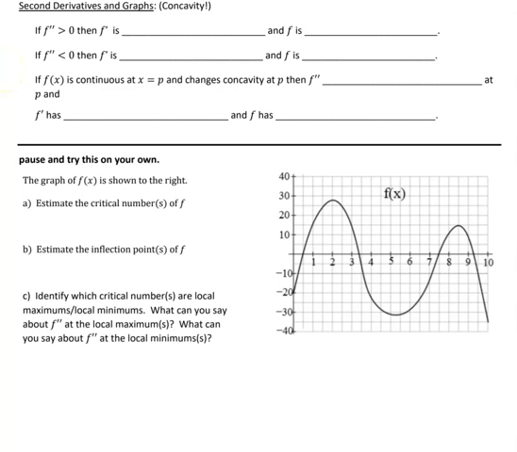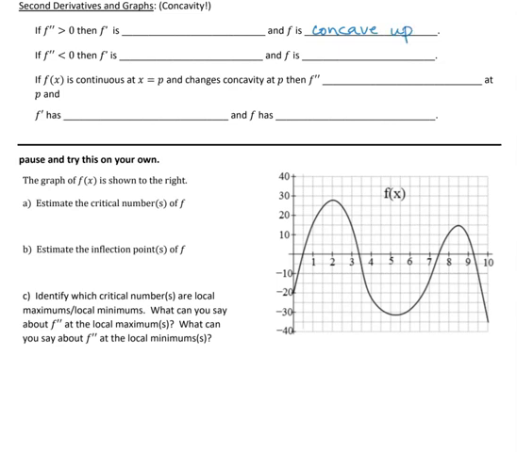Okay, the next thing we want to tackle is our other tool for classifying critical values as local maximums or minimums. This one is going to rely on second derivatives instead of first derivatives. So let's just review a little bit about second derivatives in graphs. First one, if f double prime is greater than 0, we know that our function is concave up. So I'm going to fill this in out of order.